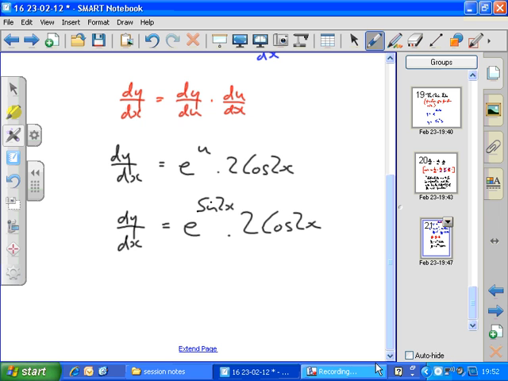I'm differentiating, so y becomes dy by dx. Finally, I'll put the 2 first and then the exponential function just to tidy up. So 2 e to the sine 2x cos 2x.